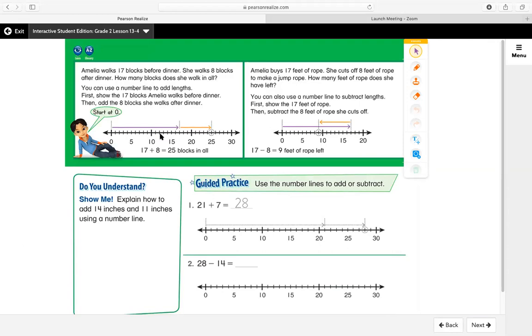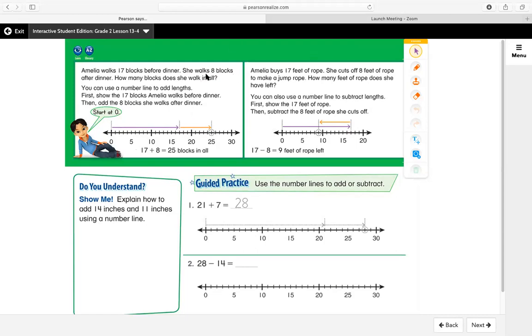So up here, we're just going to start with the first review problem. So it says Amelia walks 17 blocks before dinner and 8 blocks after dinner. How many does she walk in all? So again, just like we did on the page before, we start with how many she walked first. So she walked 17 blocks. We start at 0. We draw our line and stop at 17. Then we want to add on the 8 more blocks that she walked. So we draw the line here to add on 8 more.